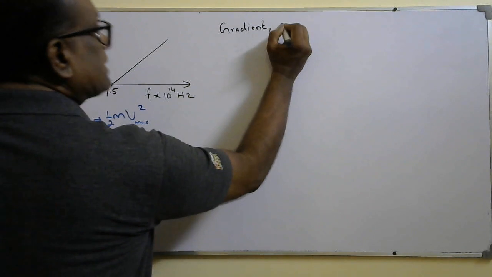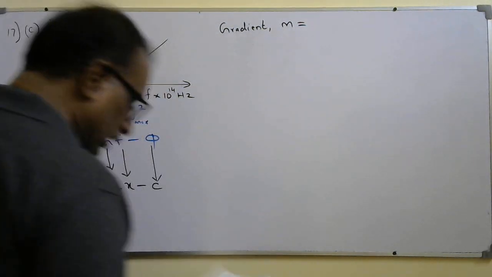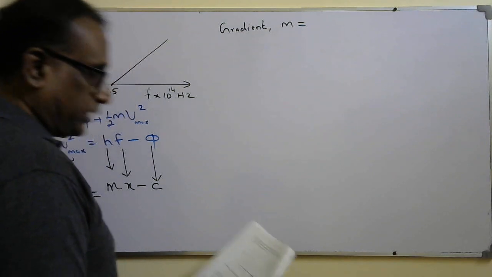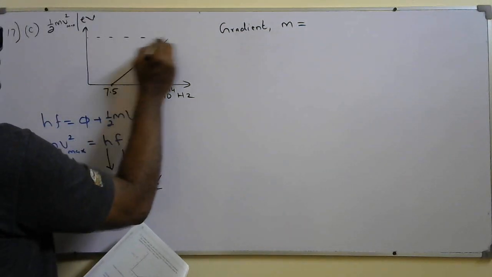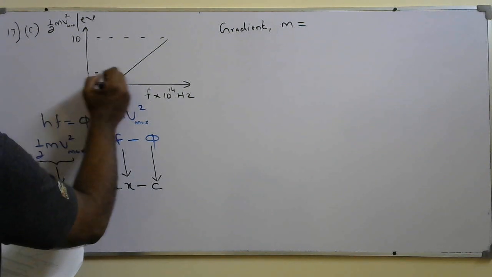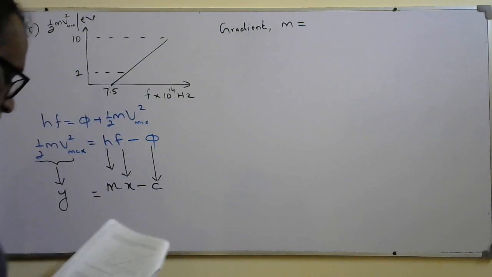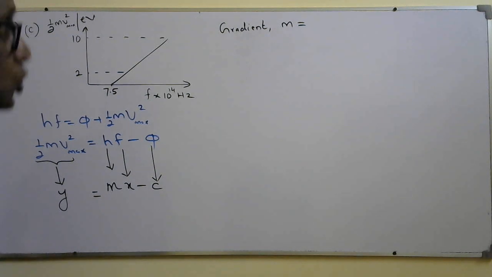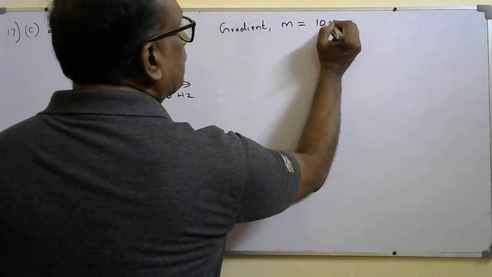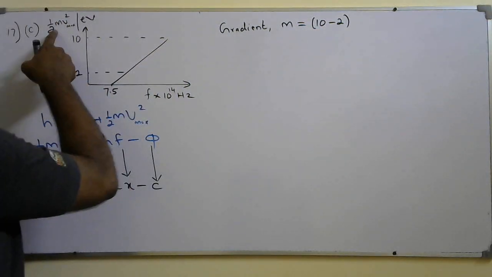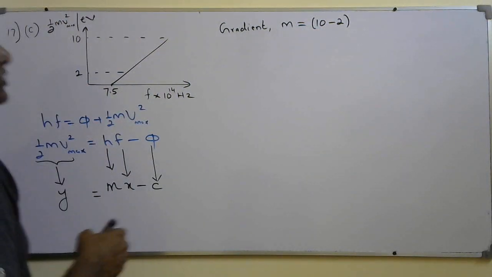So the gradient, that is m, I took two different points on the y-axis, the points 10 and 2. Those are in electron volts, and we have to convert them to joules. So y2 minus y1, 10 minus 2, is in electron volts, so I need to convert to joules.